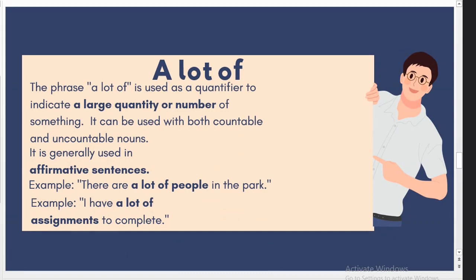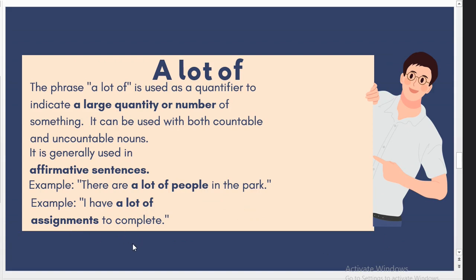A lot of. The phrase a lot of is used as a quantifier to indicate a large quantity or number of something. It can be used with both countable and uncountable nouns. It is generally used in affirmative sentences. For example, there are a lot of people in the park. I have a lot of assignments to complete.